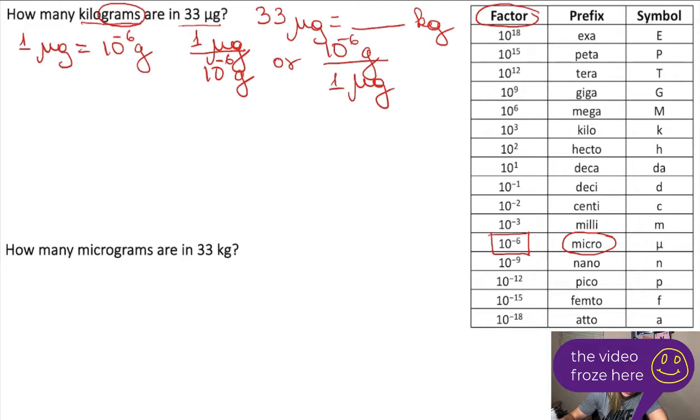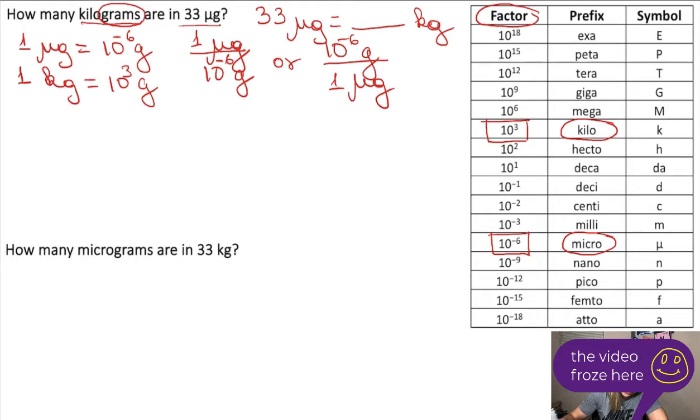Okay, let's try to find kilo in our table. Where is kilo? Did you find it? I found it. It's right here, and the factor is 10 to the third. So this means that 1 kilogram equals 10 to the third grams. Okay, and then you can write out the same fractions for kilograms to grams as for micrograms and grams, right? So let's do the conversion itself.